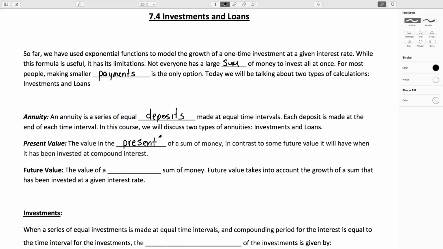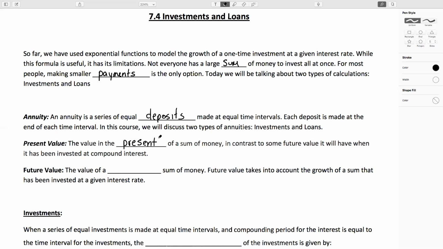Like, for example, let's talk about a loan. Let's say you take out a loan for $20,000. The present value of the loan is $20,000. If you add up all your payments plus the interest, you will end up paying more than that. So the future value of that loan is greater than the present value of that loan. But in terms of today, the amount of money you are borrowing is your present value, okay?